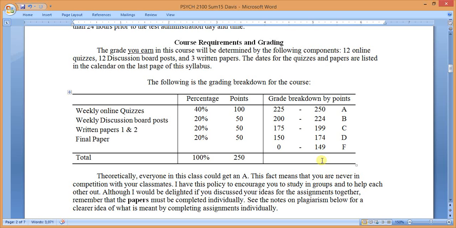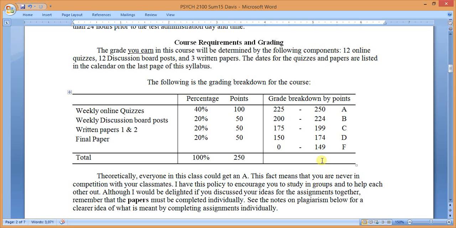So theoretically, everyone in the class could get an A. Your final grade at the end of the semester is just the number of points that you have accumulated over the course of the term. Feel free to talk to each other about the materials outside of class, in the discussion boards especially. Just be aware that all papers must be completed individually.